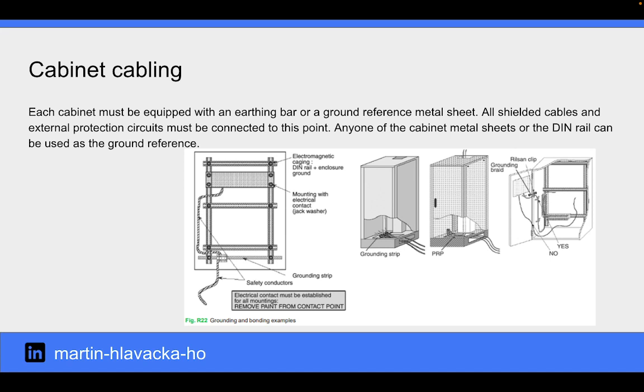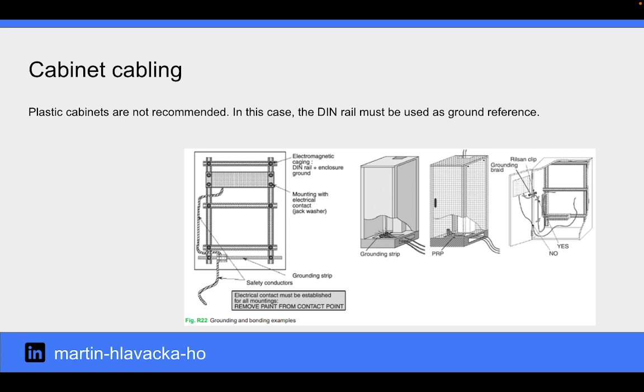Cabinet cabling. Each cabinet must be equipped with an earthing bar or a ground reference metal sheet. All shielded cables and external protection circuits must be connected to this point. Any of the cabinet metal sheets or the DIN rail can be used as the ground reference. Plastic cabinets are not recommended. In this case, the DIN rail must be used as ground reference.